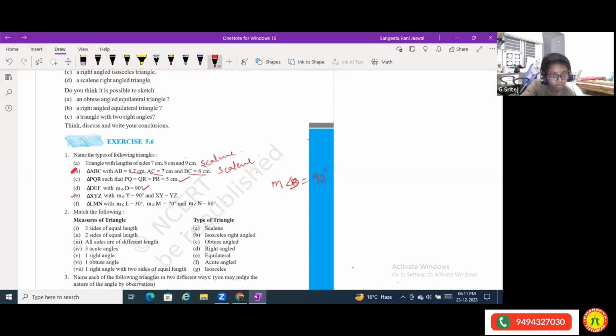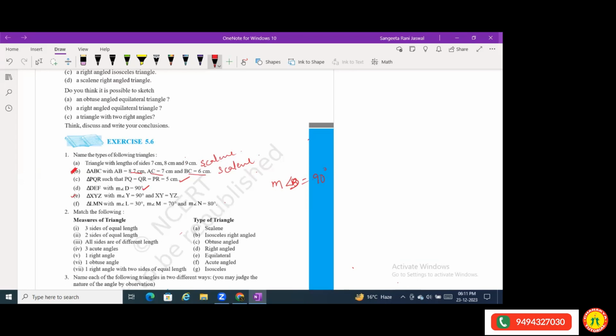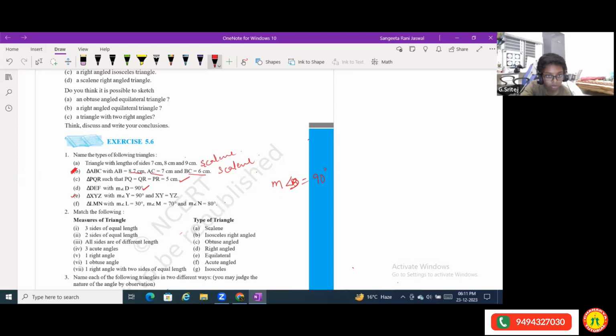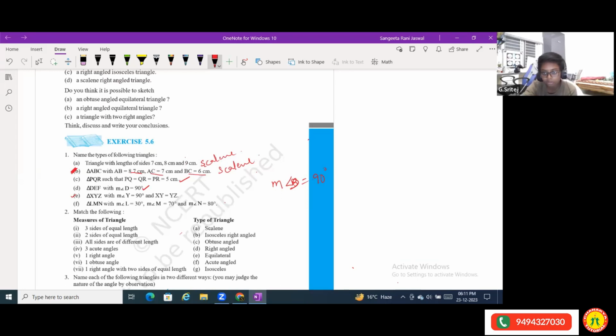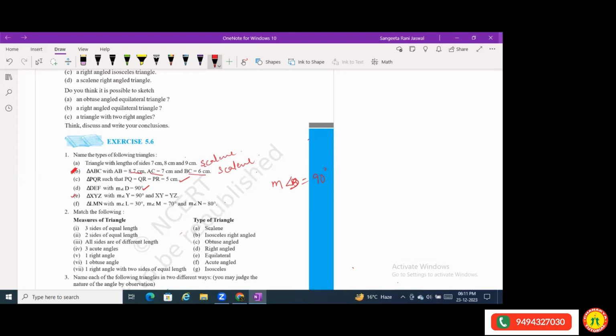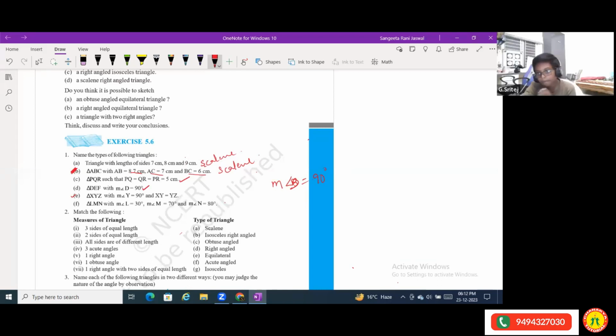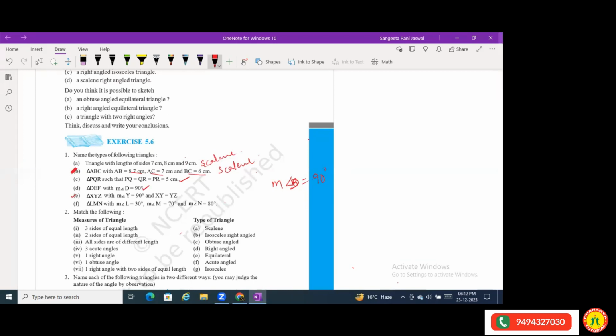Ma'am, since angle Y is 90 degrees, is it right angle? It's right angle. Yes, one angle is 90, so right angle is there. And the next, it's saying that the two sides are equal. Ma'am, then it's right angle isosceles triangle? Yes, very good. It's right isosceles triangle. Right angled and isosceles triangle.